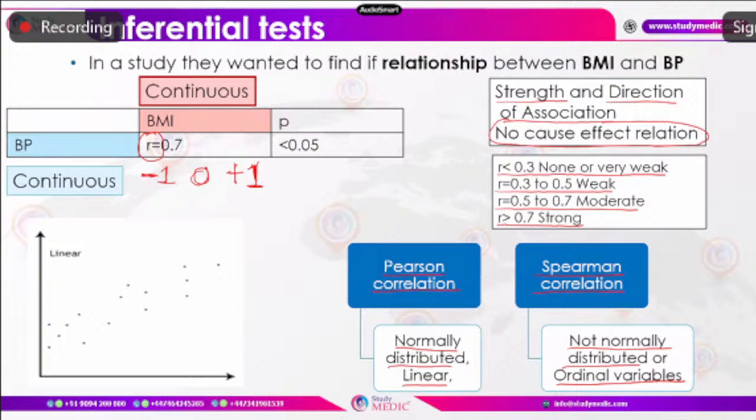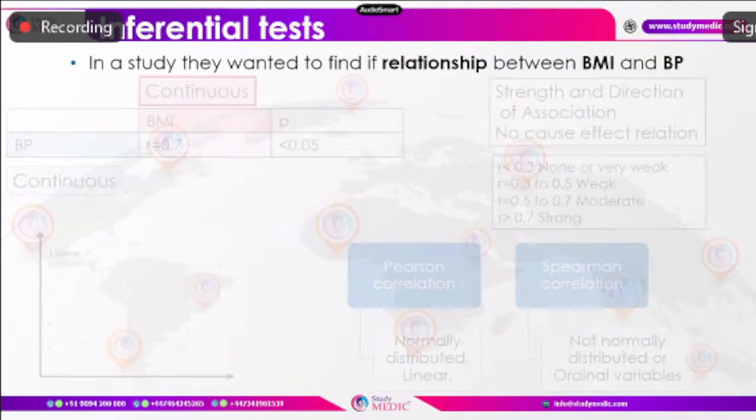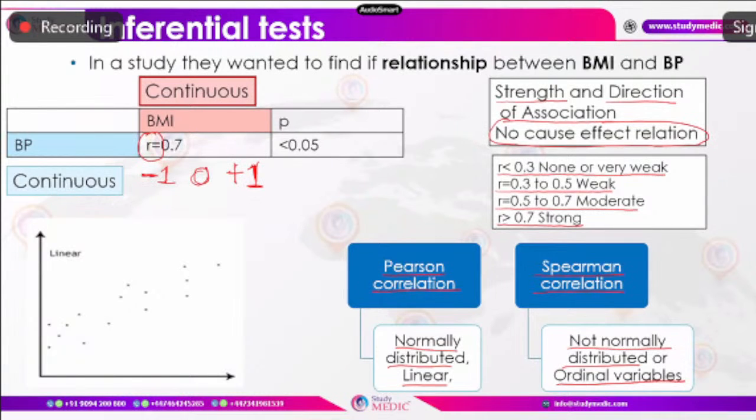Now you can see when we plot BP against BMI, they become the bivariate variables. This plot is called a scatter plot, which represents the relationship between two continuous variables. And you can see it is increasing and the scatters are closely associated. And it is positive. As one increases, the other increases.